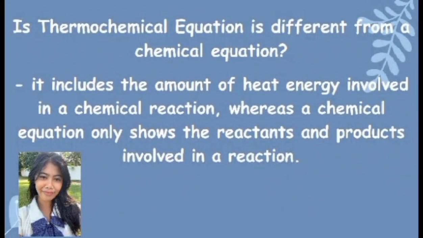How is a thermochemical equation different from a chemical equation? It includes the amount of heat energy involved in a chemical reaction, whereas a chemical equation only shows the reactants and products involved in the reaction. And because a thermochemical equation includes the enthalpy change of the reaction, in other words, it shows the heat energy that is either released or absorbed during a chemical reaction.